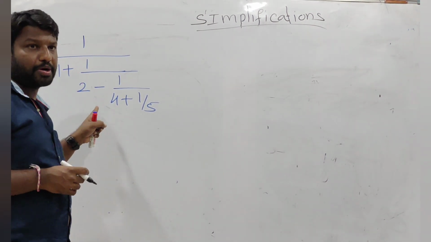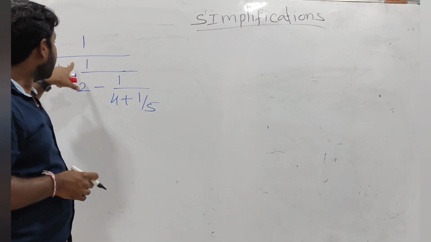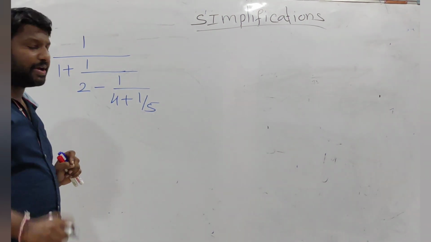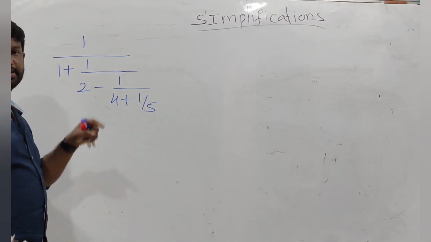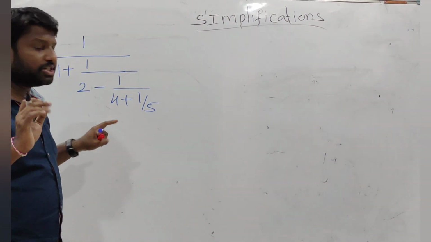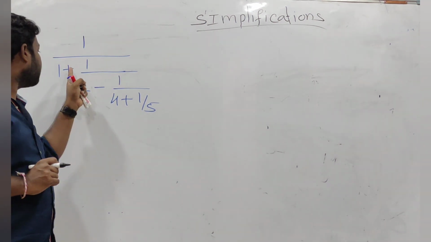Now I have taken one more problem. Here 1 by 1 plus 1 by 2 minus 1 by 4 plus 1 by 5. Here plus is there, minus is there, plus is there, minus is there. The model is the same: everything here should be 1. Plus is there, minus is there.